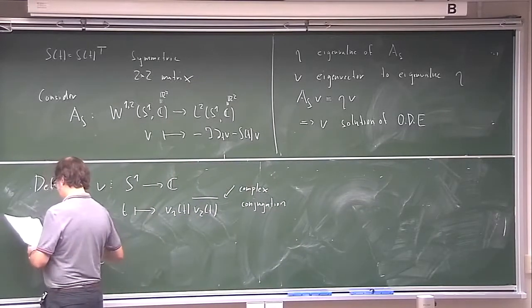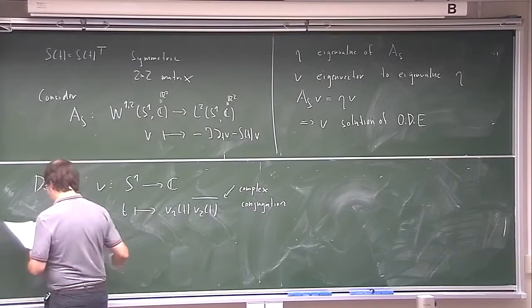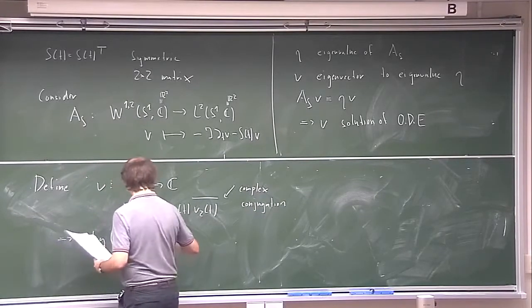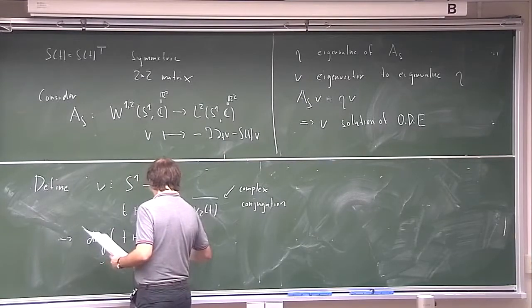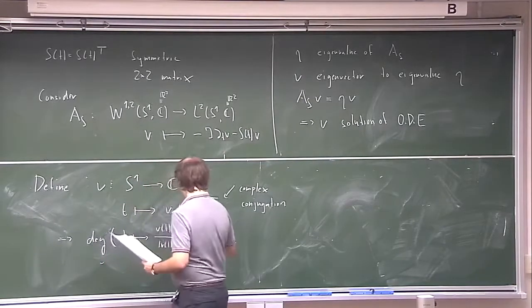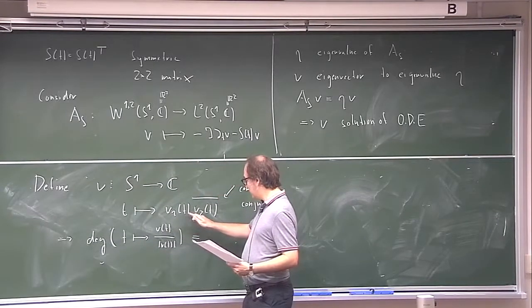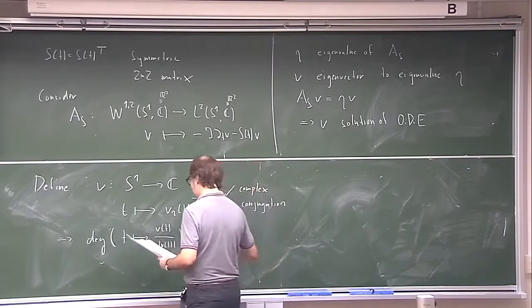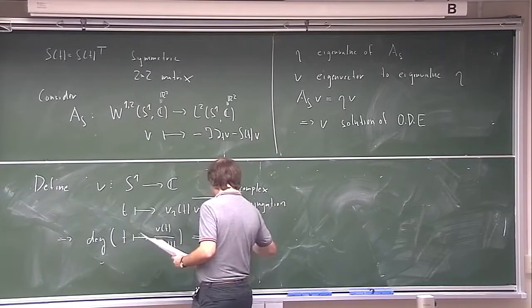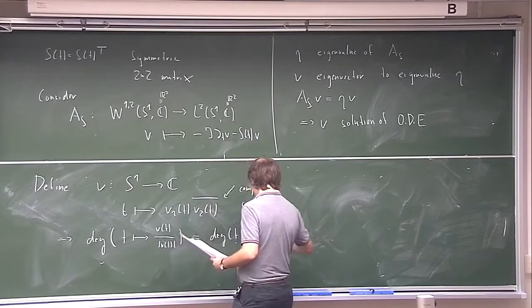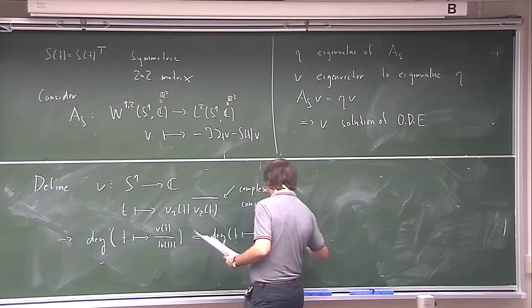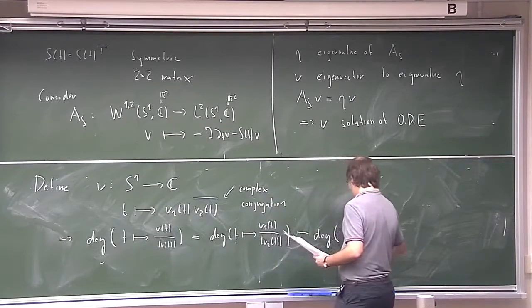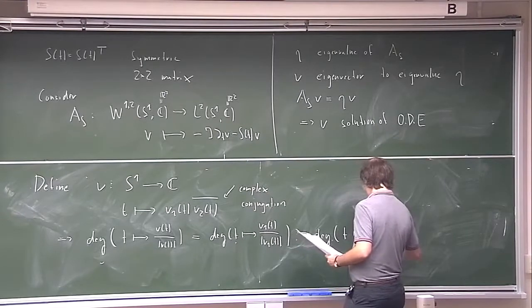And then I have the degree of the map T goes to Vt, Vt. This is additive under multiplication, but here we also go backwards, so we get the minus. So this is the degree of the map T goes to V1 T absolute value minus the degree of the map T goes to V2 T.